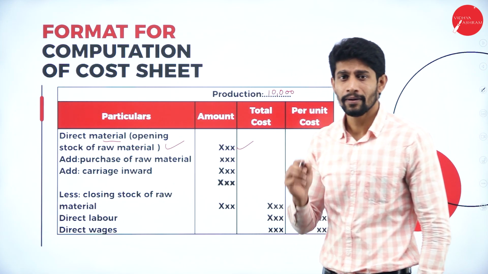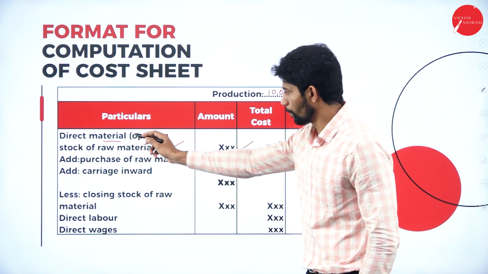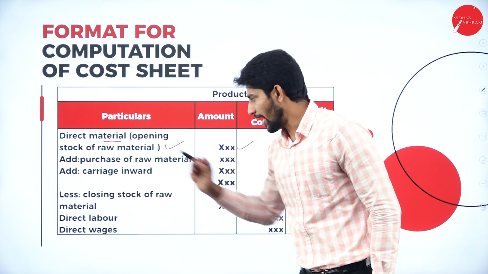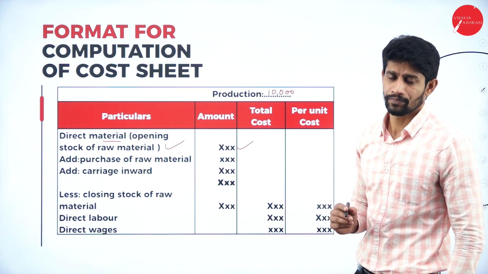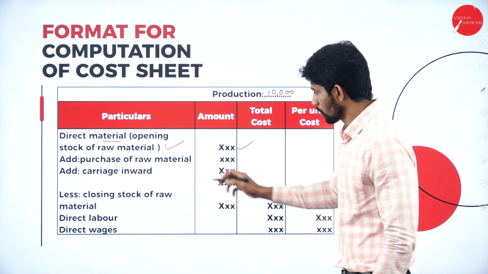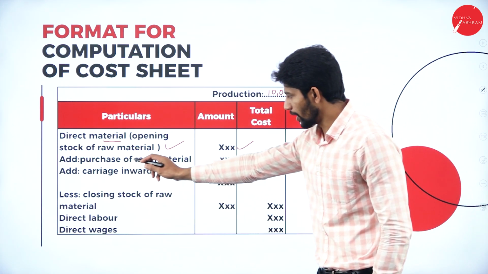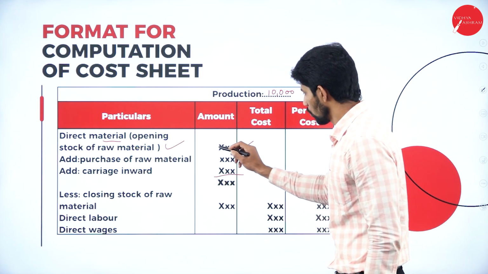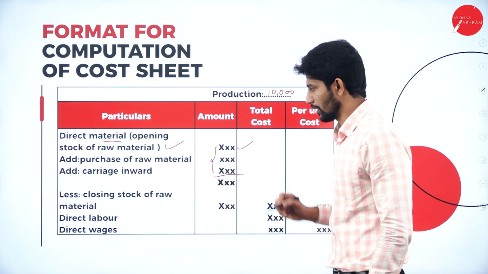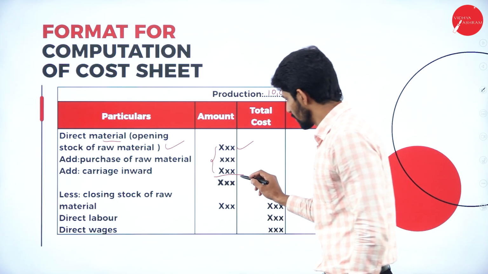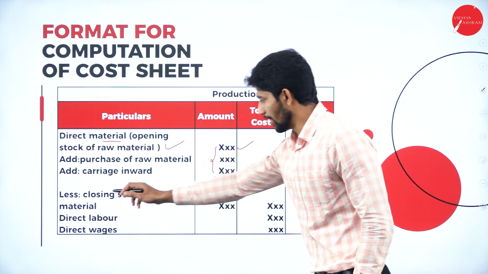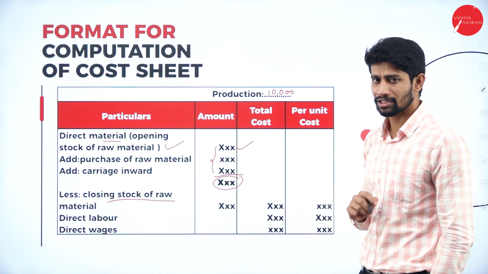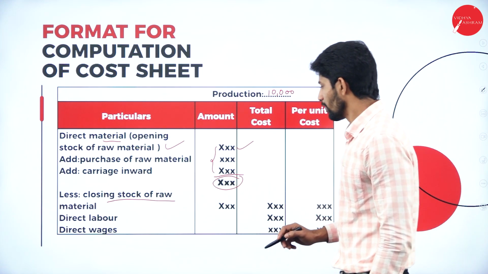For that, add purchase of raw material. So for opening stock of raw material, add purchase of raw material and also add carriage inward. So total these 3, you will get some total. From this total, less closing stock of raw material. Yes, you are going to deduct the closing stock of raw material.